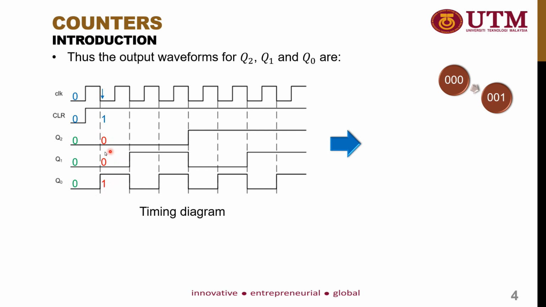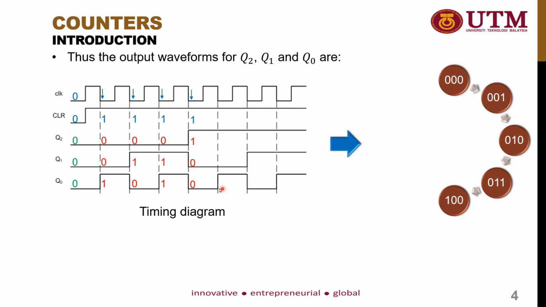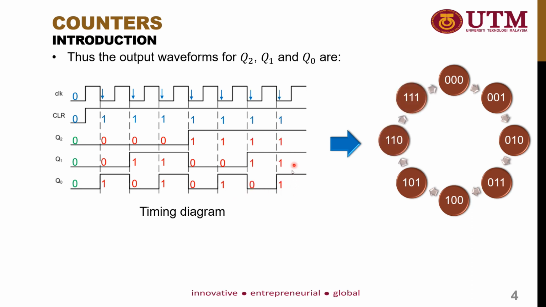From 0, 0, 0, it will become 0, 0, 1, and then on the next falling edge it will become 0, 1, 0. Next falling edge it will become 0, 1, 1. Next falling edge it will become 1, 0, 0, and then at the next falling edge it will become 1, 0, 1, and then 1, 1, 0, and finally 1, 1, 1.